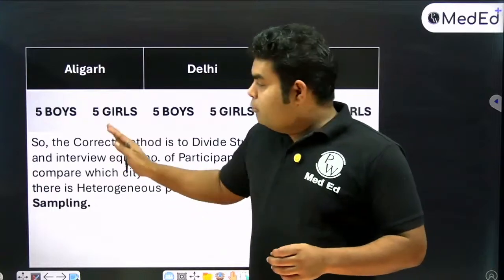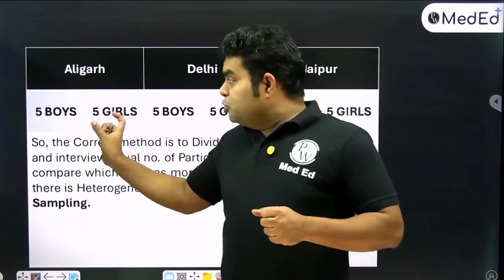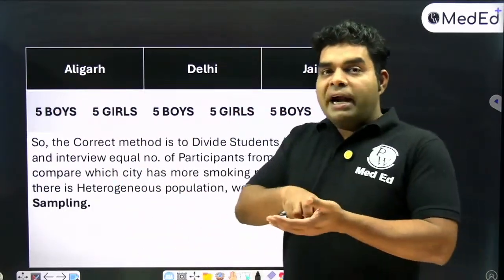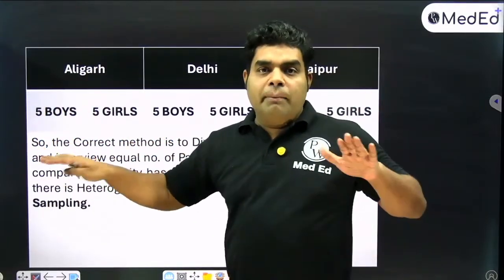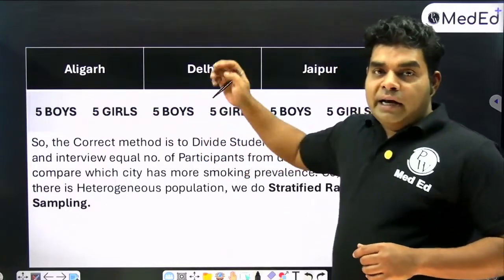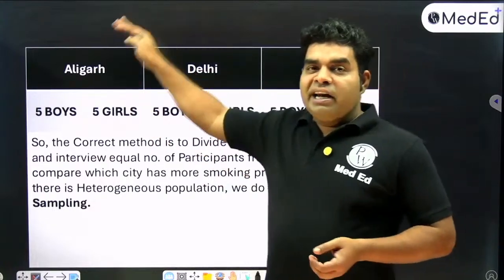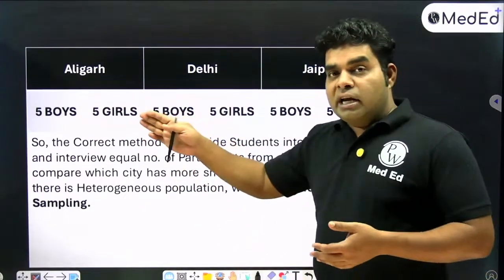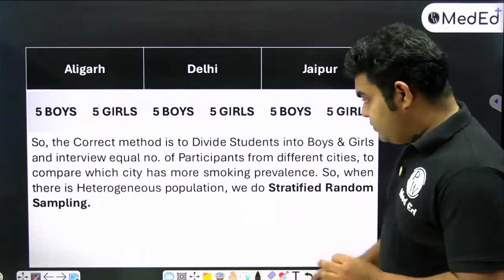And if boys are smoking more than girls, and we want to compare 2-3 cities, then we should choose 5 boys, 5 girls from each different city. Because if you choose randomly, then out of 10, 8 or 9 can be boys or girls, and the data will not be comparable between different cities. Suppose in Aligarh 9 girls came, in Delhi 9 boys came out of 10 samples. Then smoking will come very low in Aligarh, very high in Delhi. But it might not be the real picture. To know the real picture, we have to divide them first, then choose an equal number from both groups. So this is stratified random sampling.